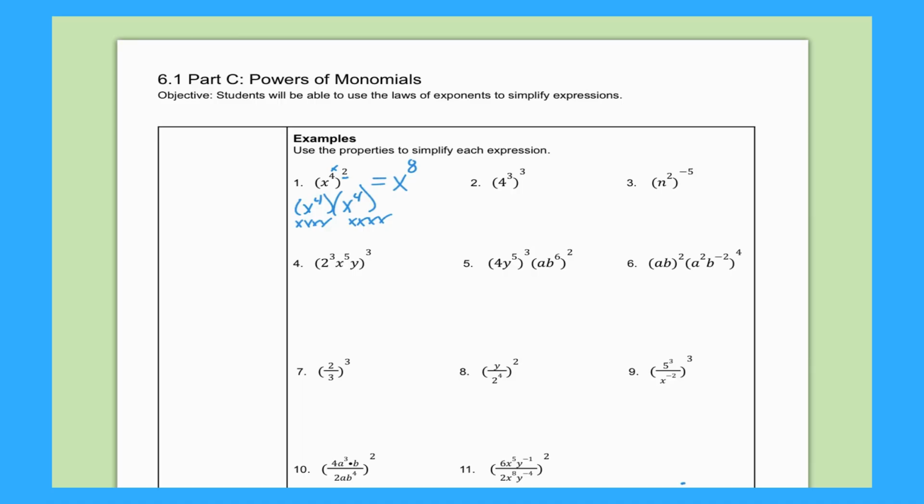So on this one, number 2, this means I would have 4 to the 3rd 3 times, or the shortcut is 3 times 3, or 4 to the 9th. So we can write over here, we have power of a power. We multiply the exponents. And when we do this, we need to make sure we multiply every exponent that's inside the parentheses.